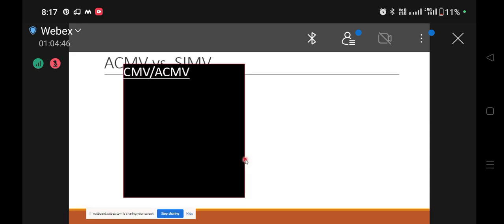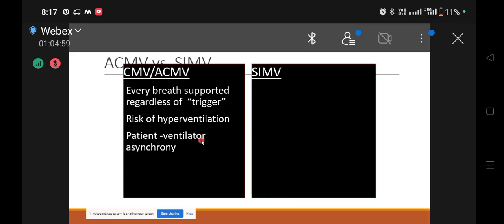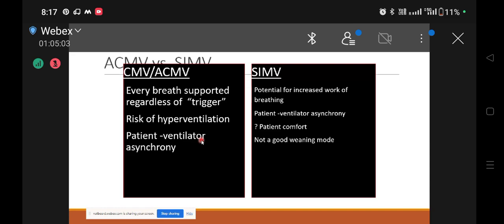So what are the differences between these two modes, the control mode and the SIMV mode? Here every breath is supported regardless of the trigger. There is a risk of hyperinflation, and there could be some chances of patient ventilator asynchrony. But in SIMV, there is a potential of increased work of breathing because all the breaths are not supported. There are high chances that the patient might develop discomfort and asynchrony, and it's sometimes used as a weaning mode.